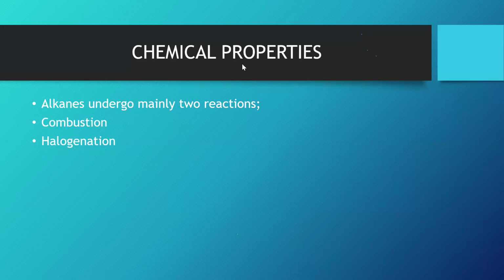Can you hear me? Halogenation of an alkane produces a hydrocarbon in which one or more halogen atoms are substituted for hydrogen atoms. Can you repeat that again? Halogenation of an alkane produces a hydrocarbon in which one or more halogen atoms have been substituted for hydrogen atoms.